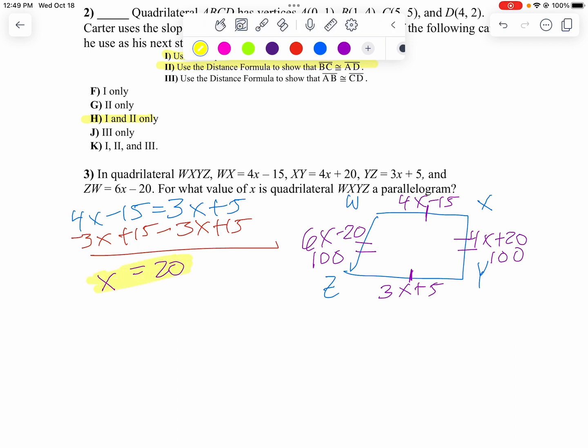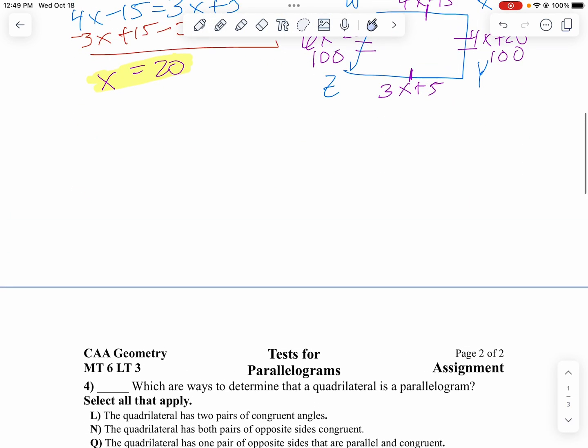I think that's all there is on this page, but let me do a quick check. Yeah, we're going to go to the next page.